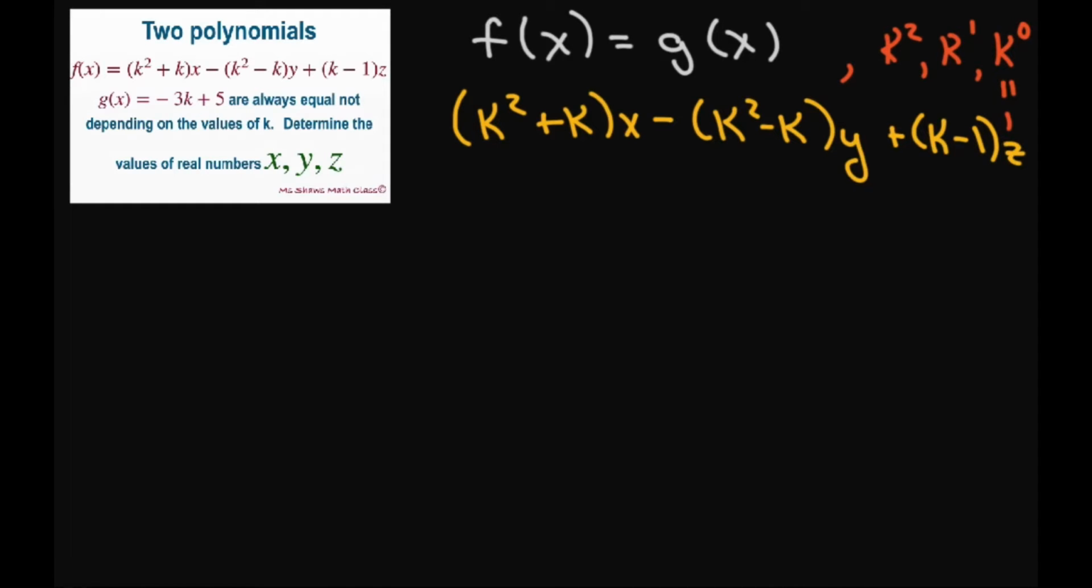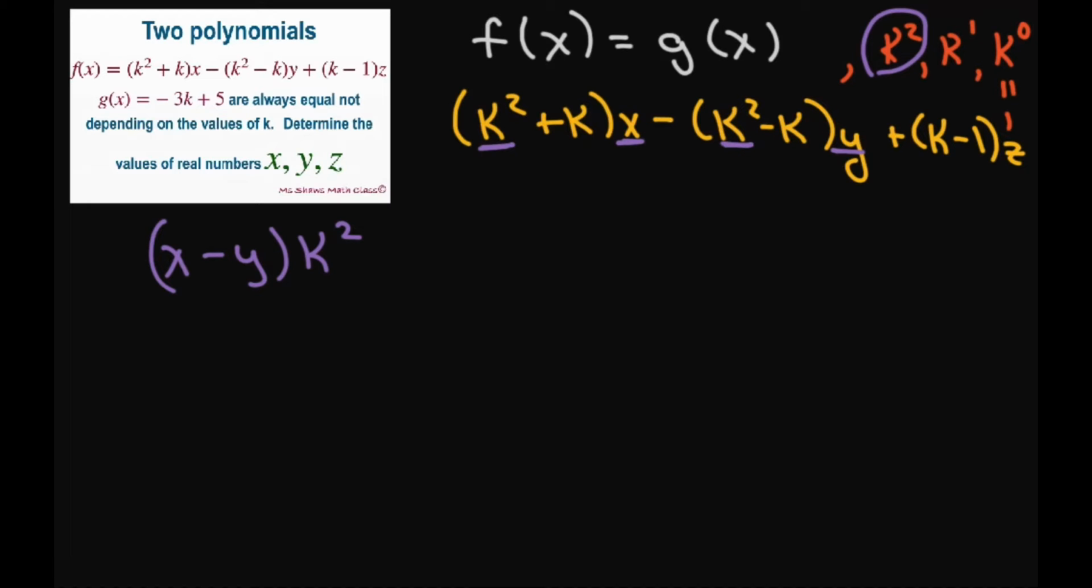When we look at the k squared terms, we have k squared times x, so I'll write x first. Then we have k squared times y, but it's negative, so that's minus y, and I'll put the k squared here.